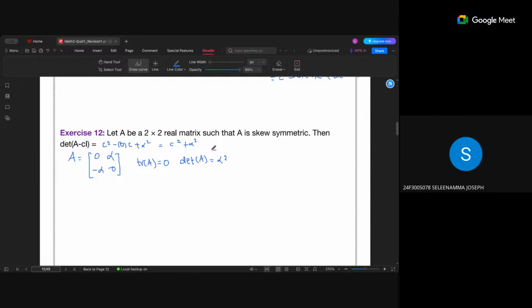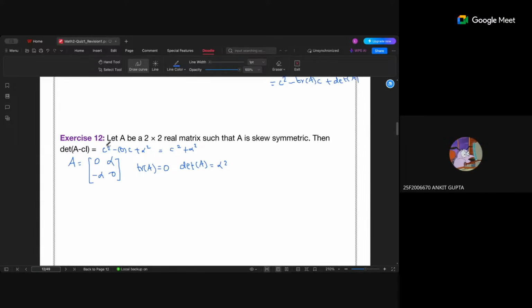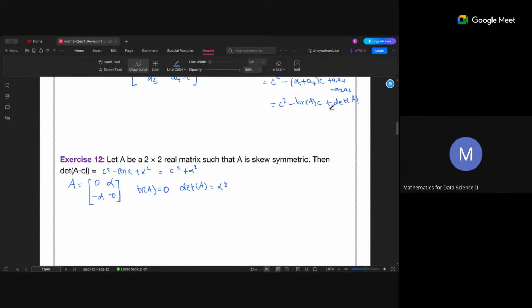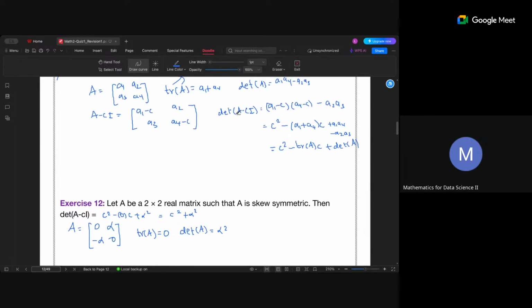Can you explain how you got determinant of A minus CI? I just applied the formula which we got from the previous question. Trace is 0, determinant is alpha square, and I just applied it in this formula. Clear? Okay.